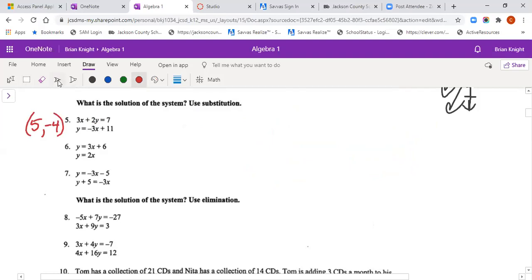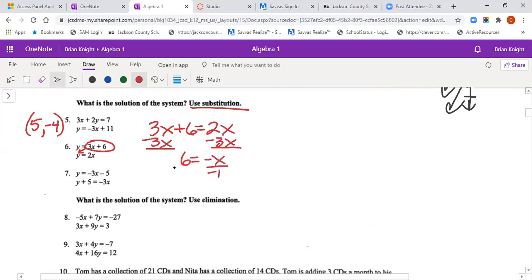Number 6 is interesting because you have y equals and y equals. So if you had your graphing calculator, I would probably graph it. But again, the directions say use substitution. So it does not matter which one you put where. I'm just going to take the top one and plug it into y in the bottom. So we'll have 3x plus 6 equals 2x. And we subtract 3x. 6 is negative x. We don't want negative x, do we? We want positive x. So x is negative 6.